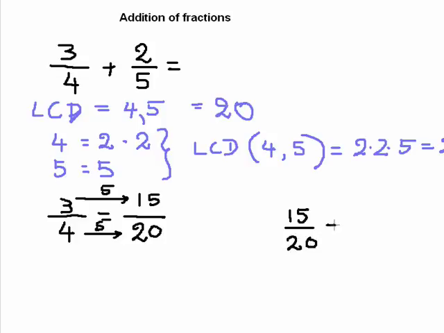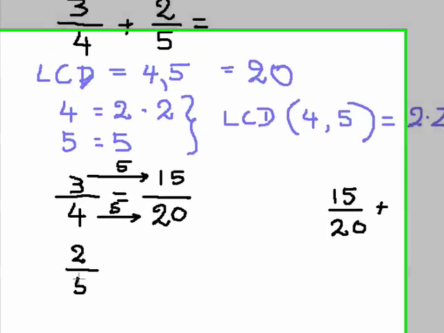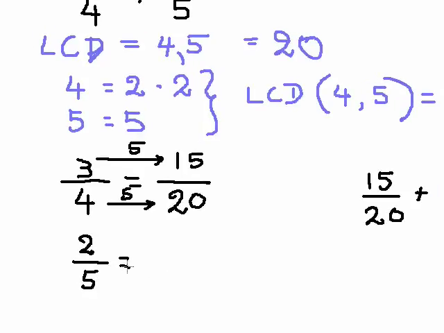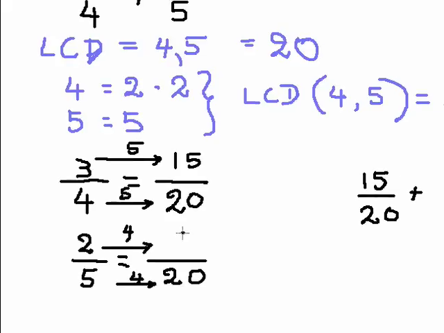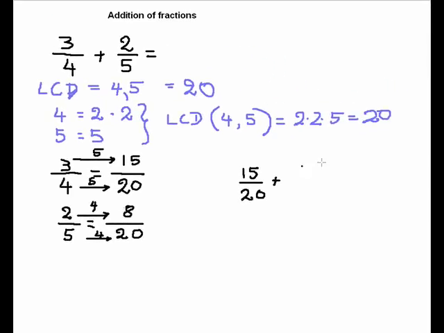Now we have to change the second fraction. The second fraction is 2 over 5. Again, we have to take the 2 over 5 and rewrite it with the denominator 20. Okay, denominator 20, how do we get from 5 to 20? You multiply now by 4. So you have to multiply the top, the numerator, by 4. This will give you 8 over 20. So the result will be 8 over 20.